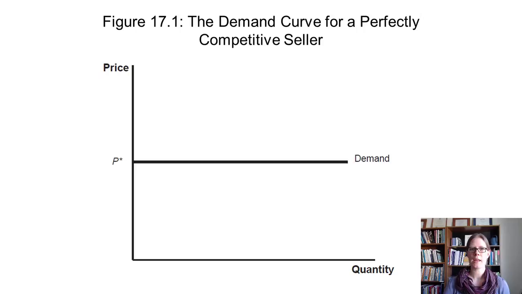What that means is that each producer can basically sell as much as they want to at the market price, but they can't sell anything at prices above the market price. So if they tried, their buyers would just go to somebody else to buy the product because everybody's selling an identical product. So each individual producer in this market is what we call a price taker. They take the market price as given when they're making their production decisions.